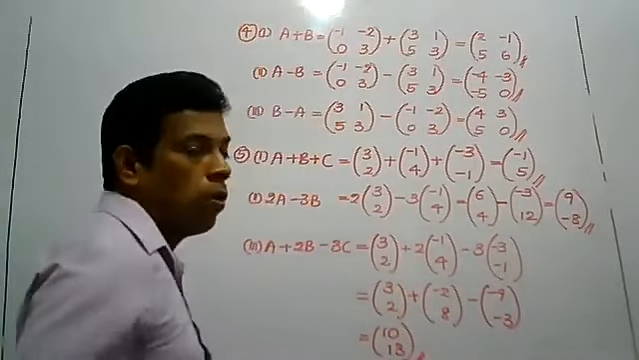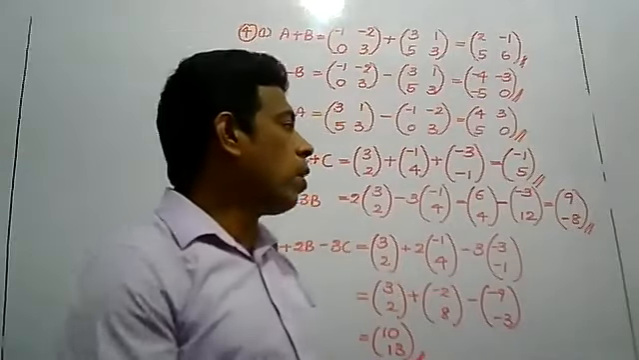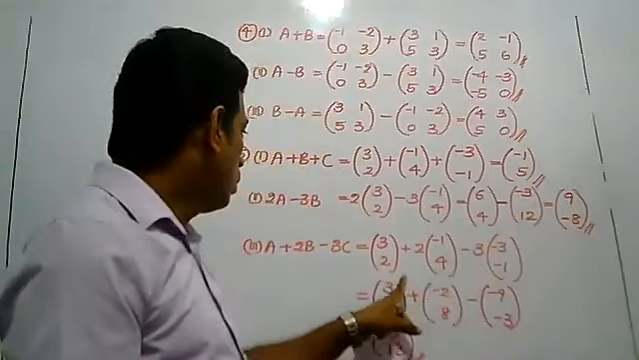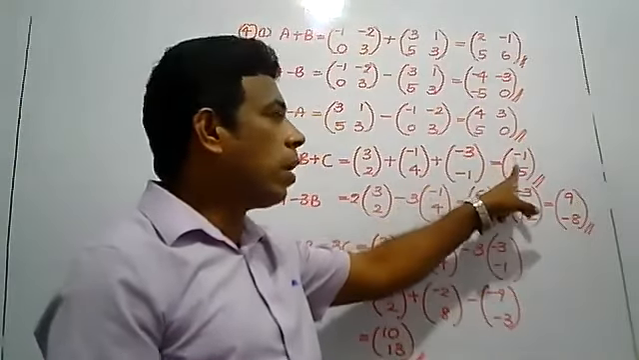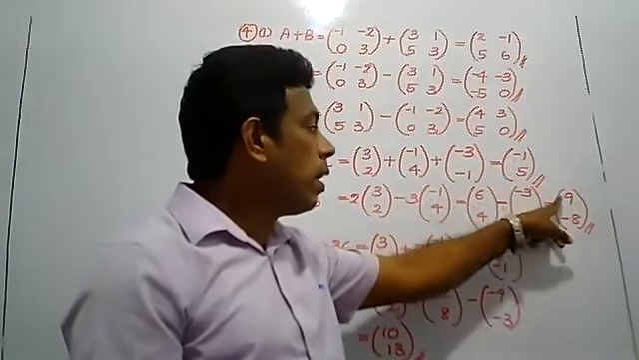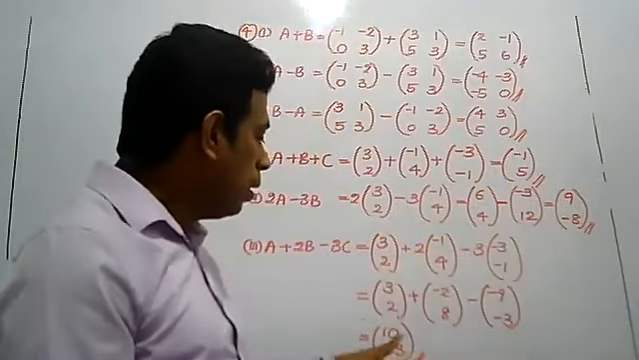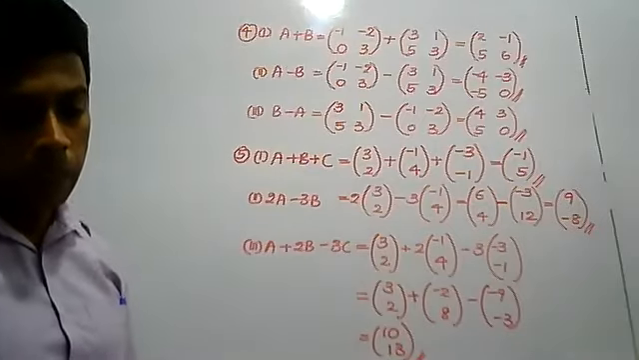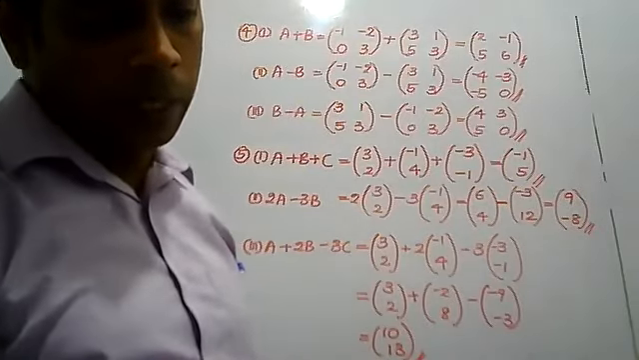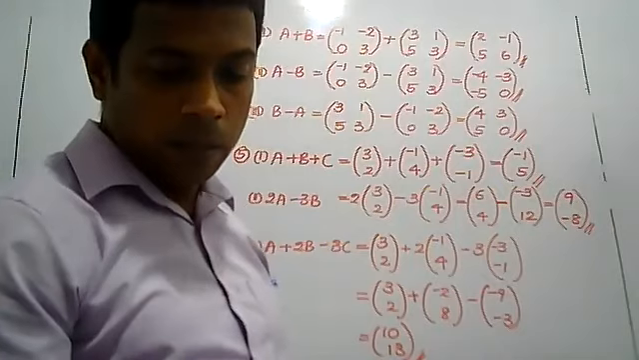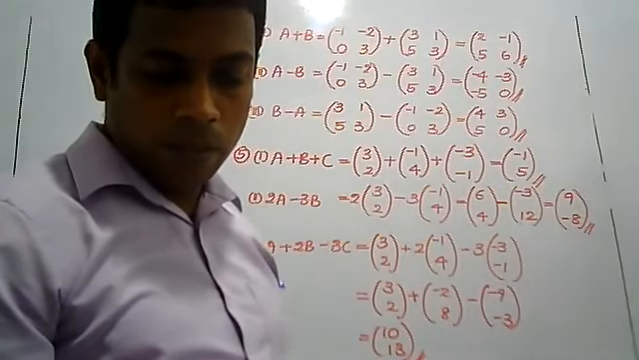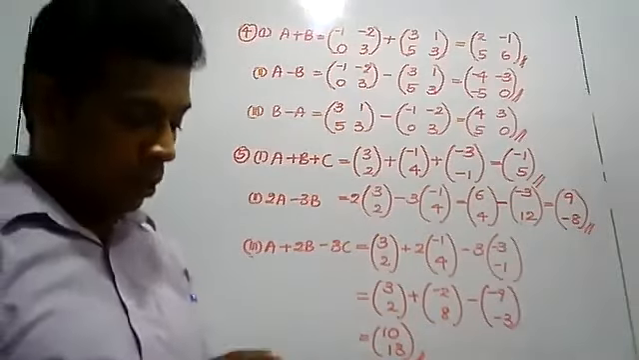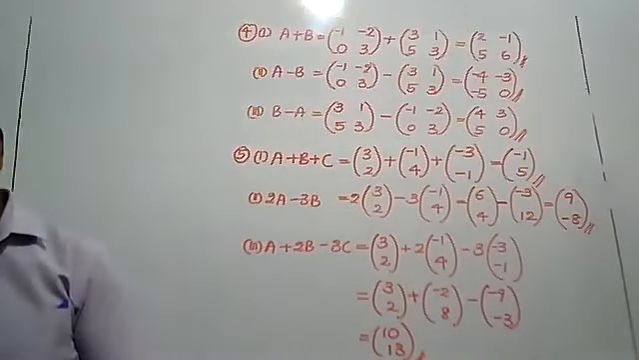Question number 5, answers. First one, minus 1, 5. Second one, 9, minus 8. Third one, 10, 13. Complete question number 6. Complete the sixth question, do it.